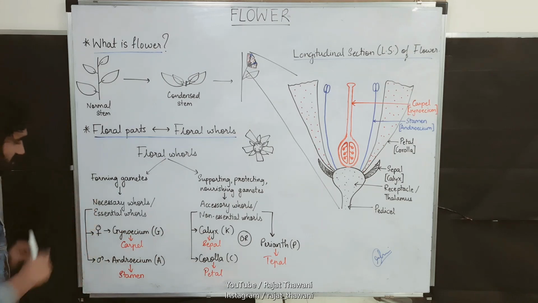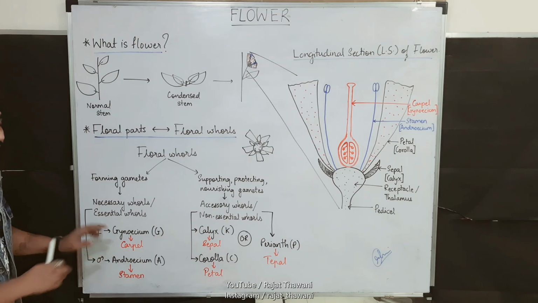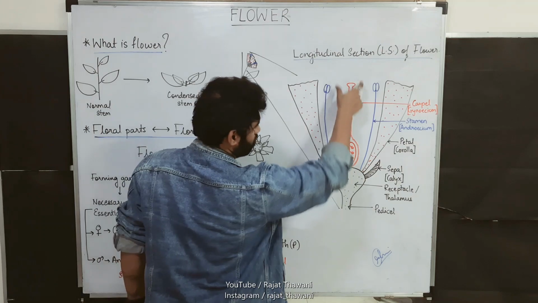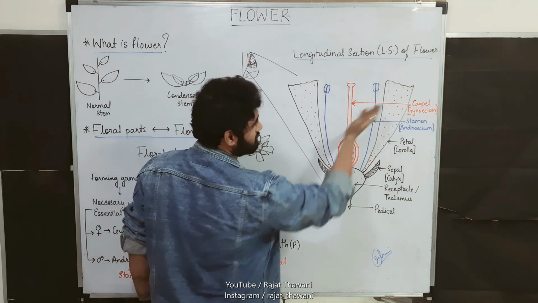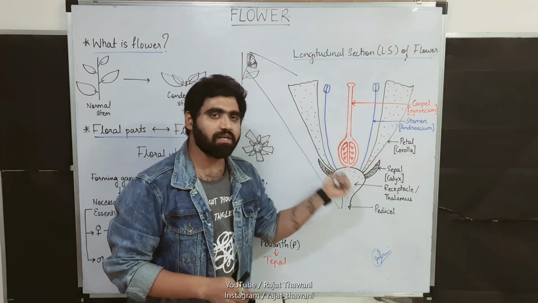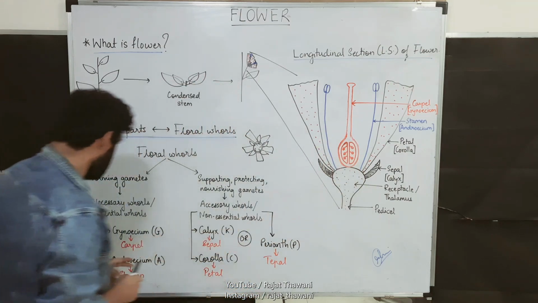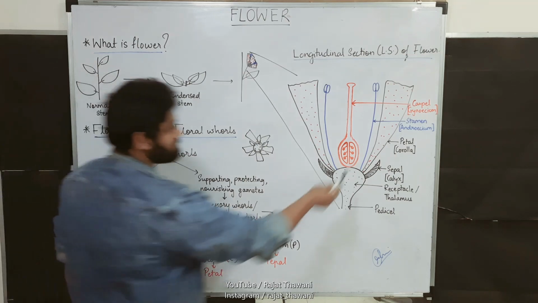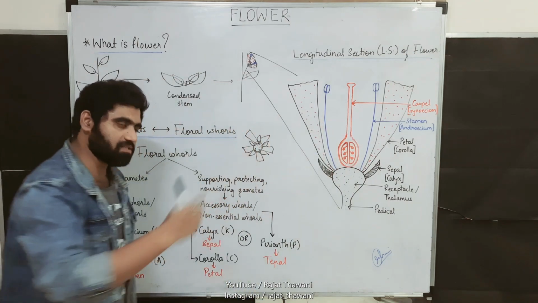Now in the case of necessary whorls, you can observe there is a female whorl and a male whorl. The female whorl is called gynoecium, and the independent member of gynoecium is called carpel. You can see this whole set, the complete set, is called gynoecium, and the independent or single part is called carpel. Similarly, here you can see androecium, and the independent part is called stamen. The complete whorl is called androecium.